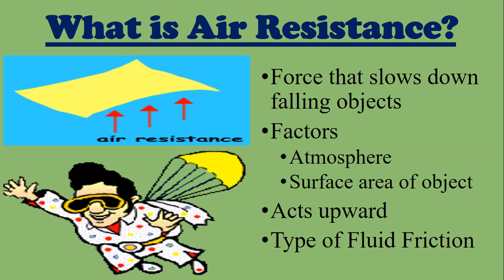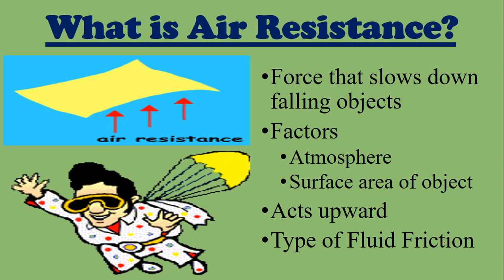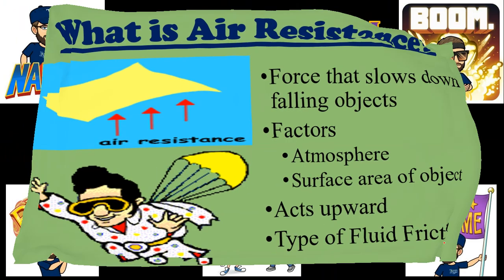Now, to have air resistance, you have to have an atmosphere, and it also depends on the surface area of the object. So take that same piece of paper, ball it up, and drop it. It's going to drop faster than just a piece of paper. All right. And air resistance is a type of fluid friction.